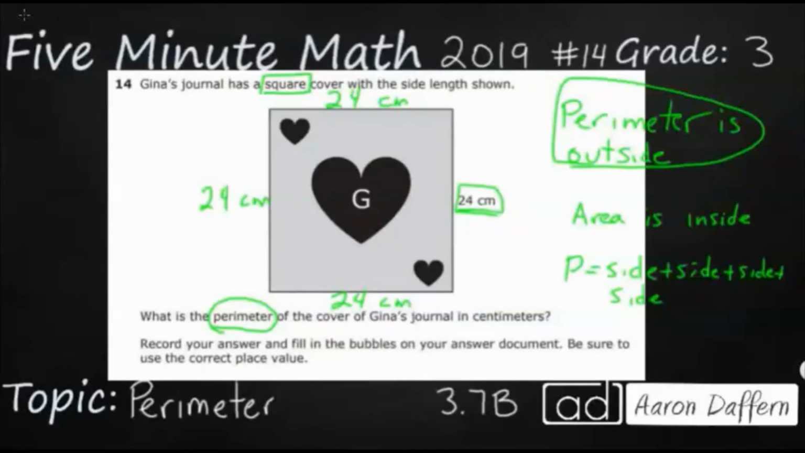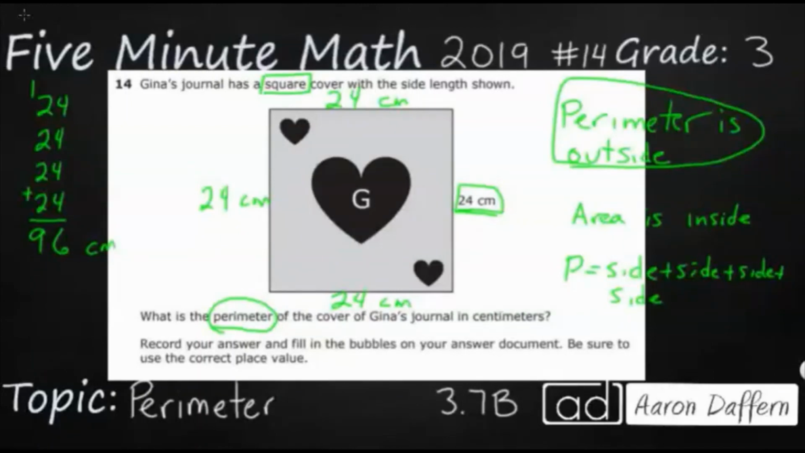So let's just do some repeated addition here. So let's just do 24, 24, 24, 24. And let's see what we get. 4, 8, 12, that's going to be 16. And let's see, 2, 4, 6, 8 and that 1 is going to be 9. So it looks like our answer is going to be 96 centimeters.